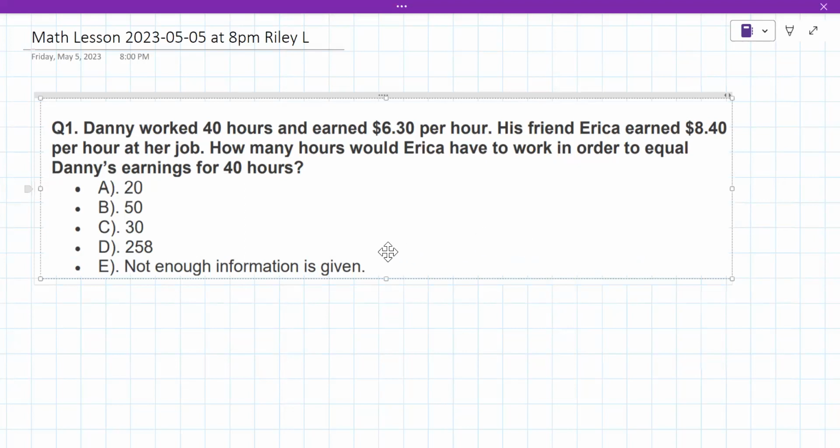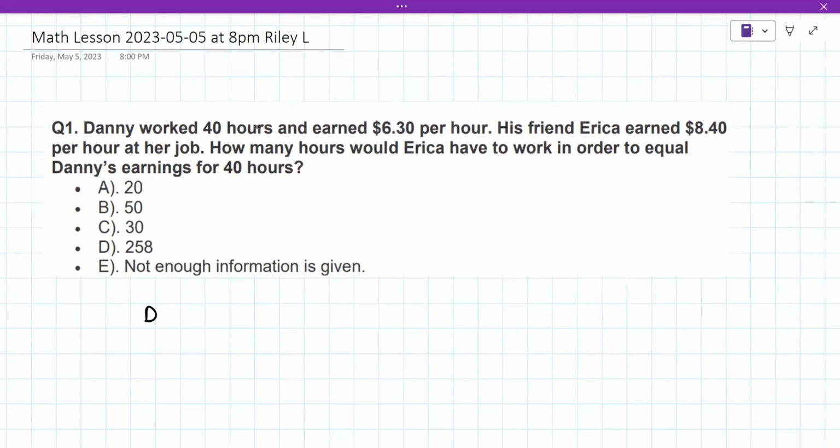All right. So we all know about hourly wages. You get your rate times the hours you work. So there's really a setup here where Danny is earning 40 times $6.30. We don't know how many hours Erica is going to work, but she is going to get a higher rate, which means she does not have to work as many hours as Danny.